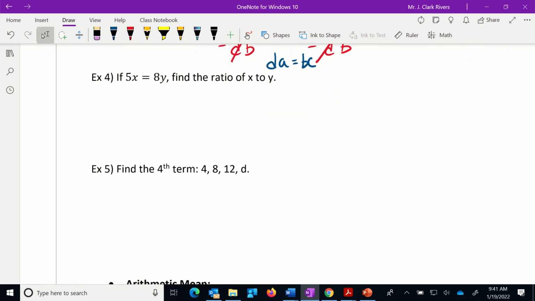Example 4. If 5x equals 8y, find the ratio of x to y. When we say the ratio of x to y, we mean x over y. So what we need to do is rearrange this equation so that x is in the numerator, y is in the denominator, and they are isolated. So take a moment and see if you can do that. Rearrange this equation so that x and y are isolated. X is in the numerator, y is in the denominator.